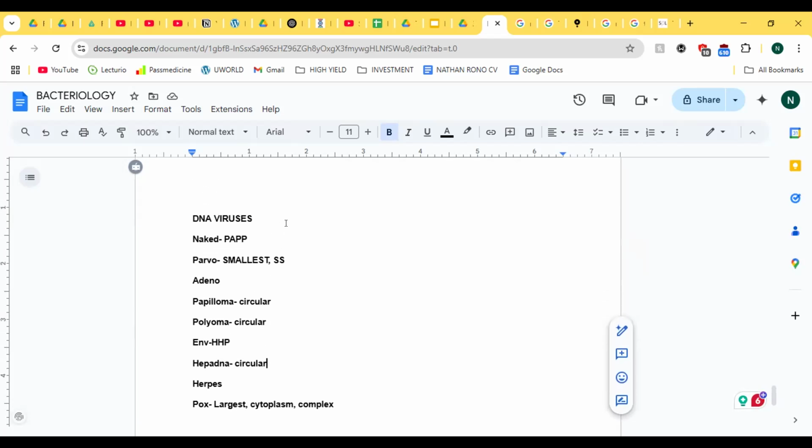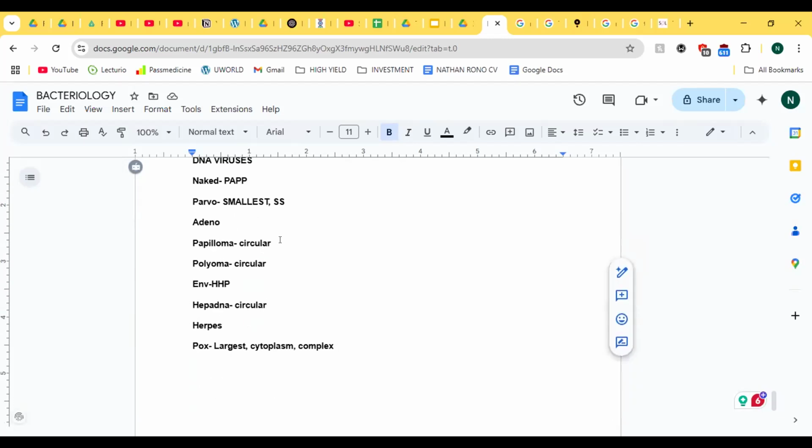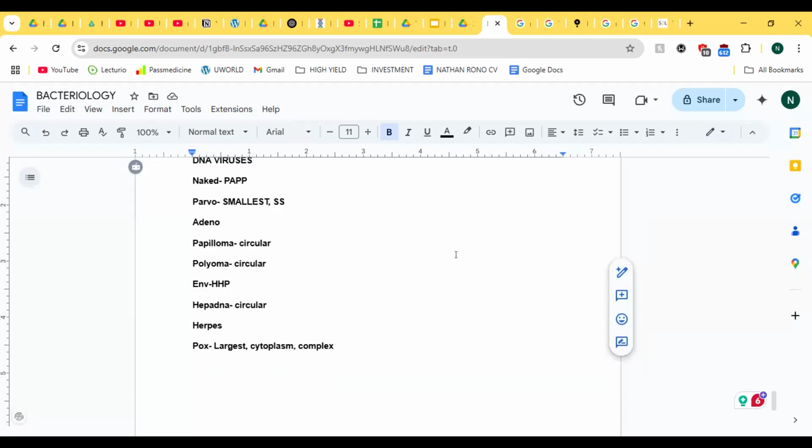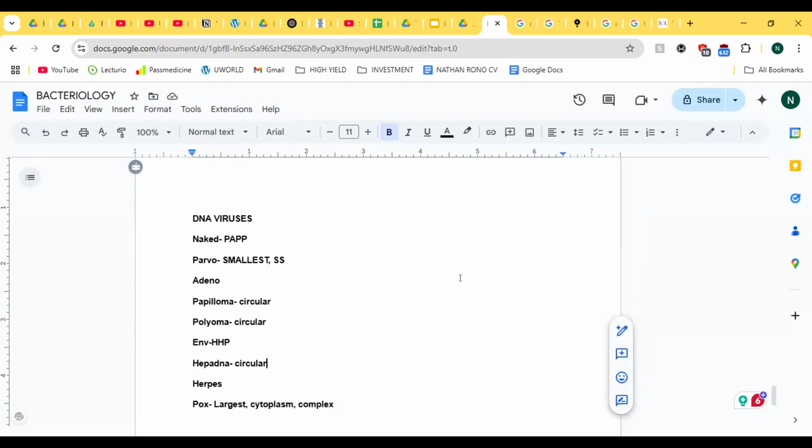What is a double-stranded DNA that is linear and naked? The answer is adeno. What is a circular DNA that is double-stranded and naked? Papilloma. Why this is important is because you can be asked to describe its DNA genome. So when you're told to describe the genome, you have to tell us if it's DNA. And if you're told to describe its structure, you give us the shape and whether it is enveloped or naked. Okay. Should I repeat or are you guys clear?